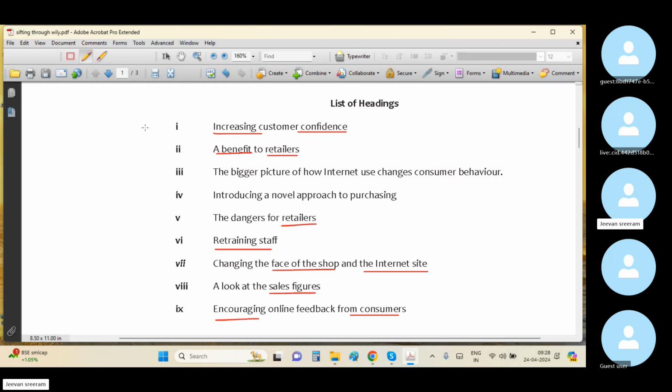Beginning by working on the headings, right? And then checking in which paragraph you have seen such sort of information, right? And then matching the relevant one, the related one. So let's see. First one, let me do like this. Increasing customer confidence. In which paragraph have you seen this information? Any ideas? Increasing customer confidence.